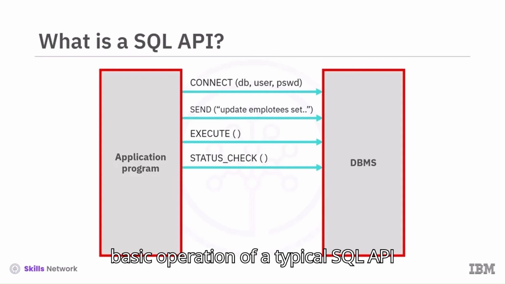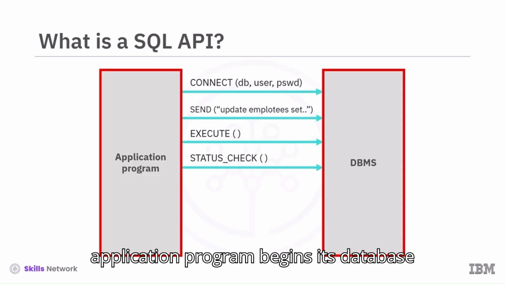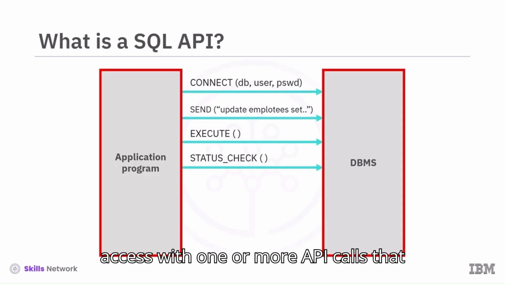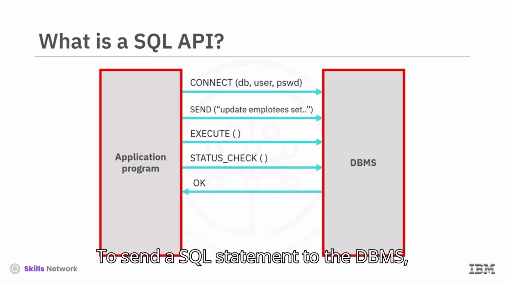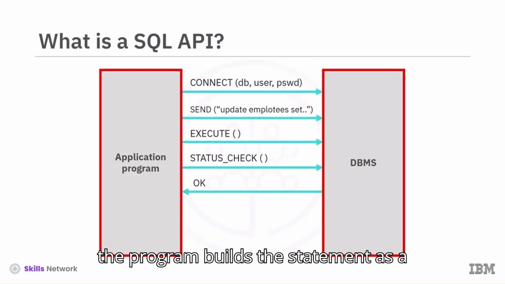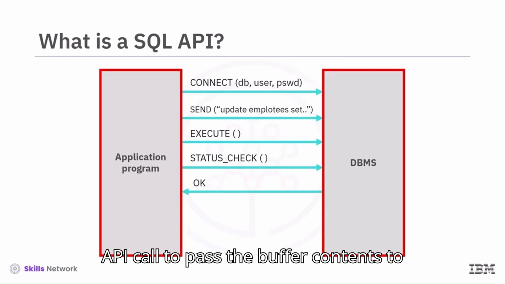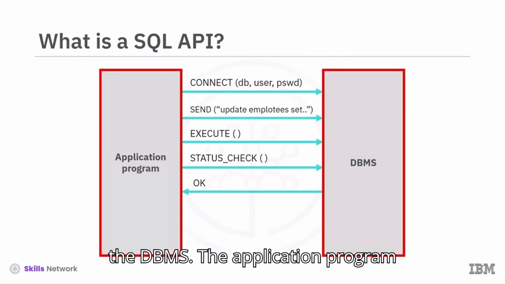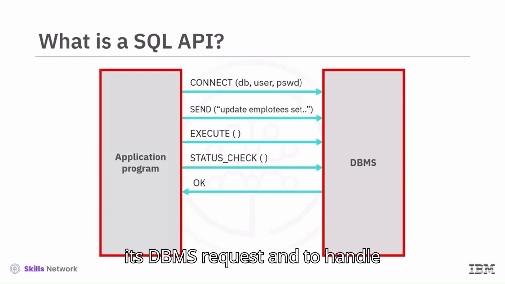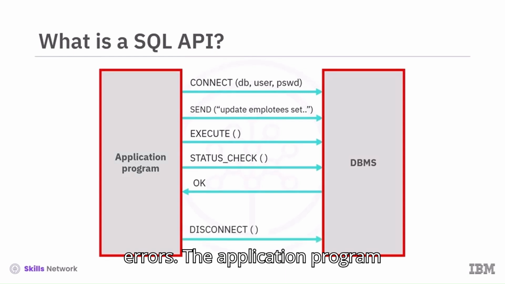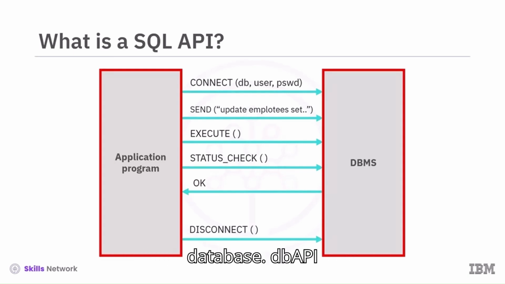The basic operation of a typical SQL API is illustrated in the figure. The application program begins its database access with one or more API calls that connect the program to the DBMS. To send a SQL statement to the DBMS, the program builds the statement as a text string in a buffer and then makes an API call to pass the buffer contents to the DBMS. The application program makes API calls to check the status of its DBMS request and to handle errors. The application program ends its database access with an API call that disconnects it from the database.